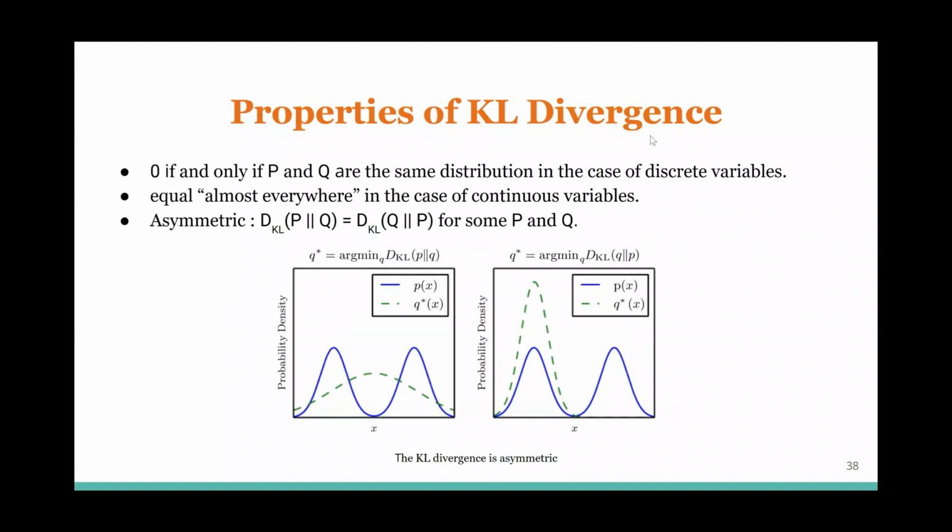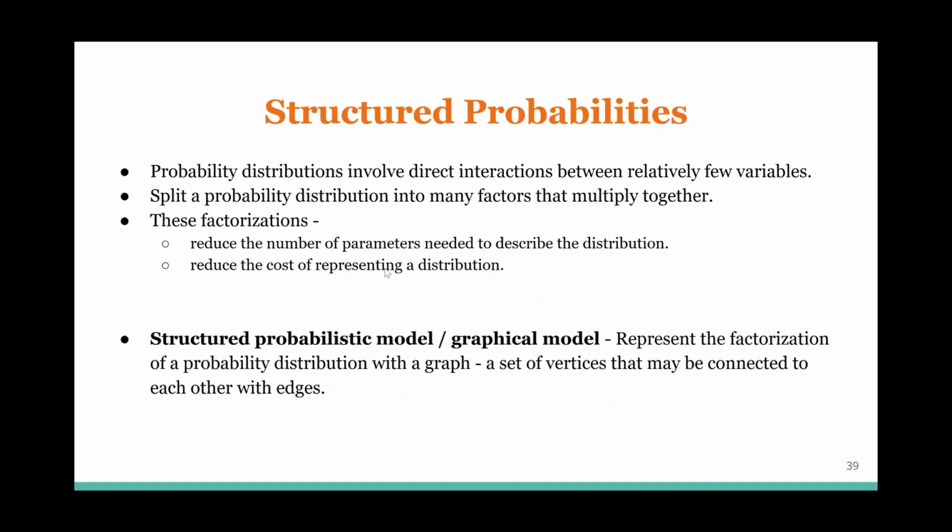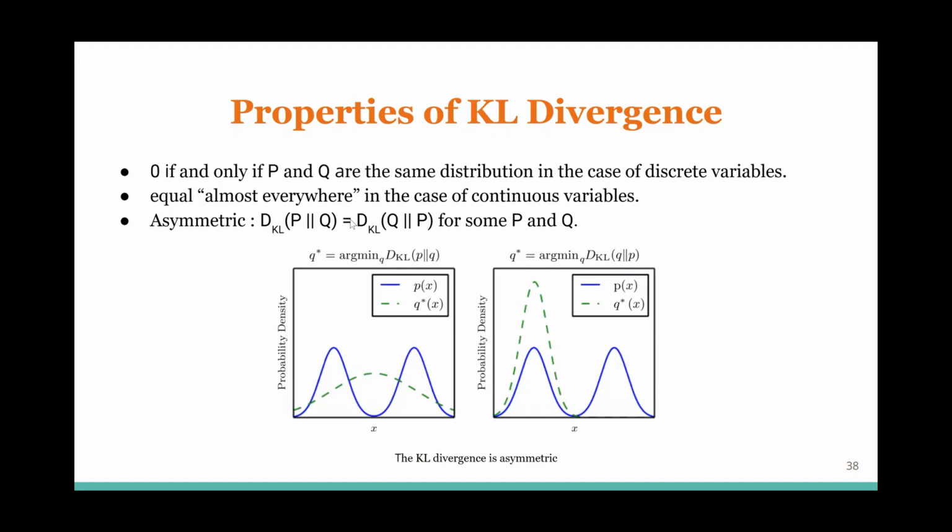And then we come to the properties of KL divergence. KL divergence is 0 if both the distributions are the same, in the discrete case. And in the continuous case, we use a term called almost everywhere. It has to be the same almost everywhere along the two distributions. And one important property is that they're asymmetric. So the KL divergence of P and Q is not equal to that of Q and P. Here, this is wrong, it should be not equal to; I'll change that later. So for two distributions, they are not equal.